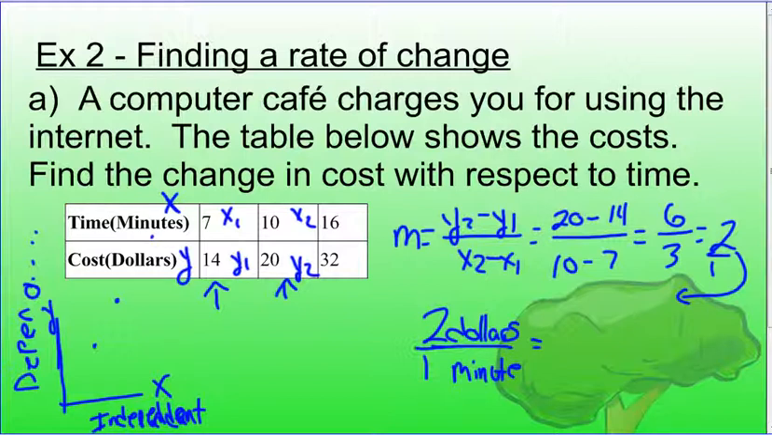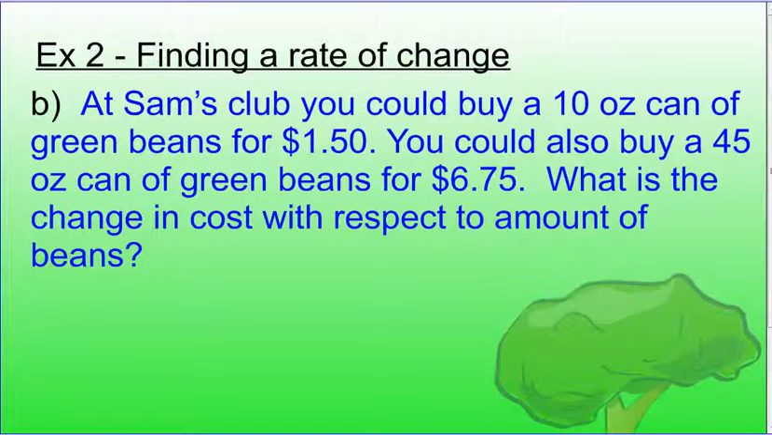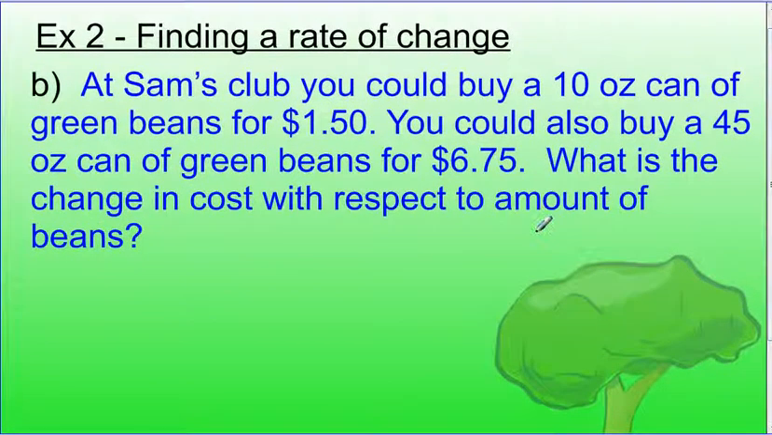Okay. I have a very similar problem for you to try. This is example 2b. It says at Sam's Club you buy a 10-ounce can of green beans for $1.50. You could also buy a 45-ounce can of green beans for $6.75. What is the change in cost with respect to the amount of beans? Okay, go ahead and set up a little formula, a slope, find the rate of change, pause the video, and when you're ready to continue, hit play.